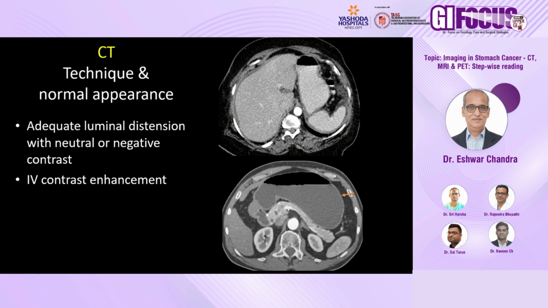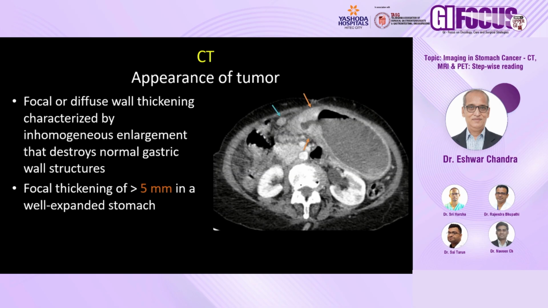So that's very important. The normal appearance would be that when the stomach is adequately distended, this is with water, a neutral contrast agent, it's very imperceptible. It's 1 to 2 millimeters in thickness. And whenever the thickness increases, especially more than 5 millimeters, whether it's focal, nodular, or irregular, then you tend to think of a malignancy, especially if it's focal.